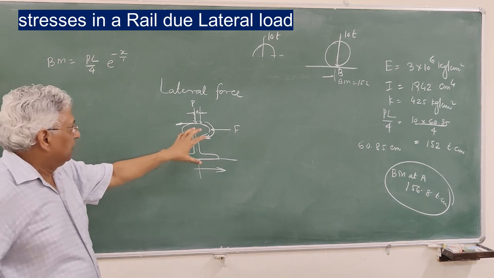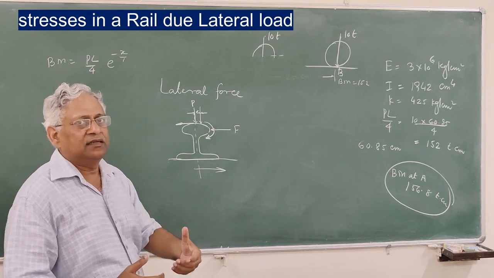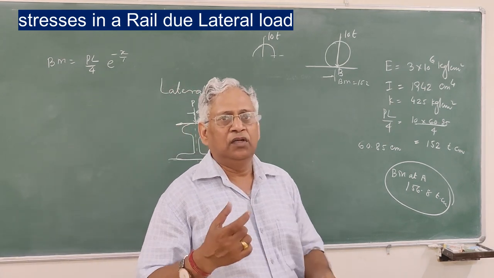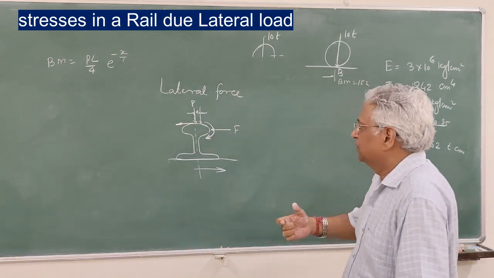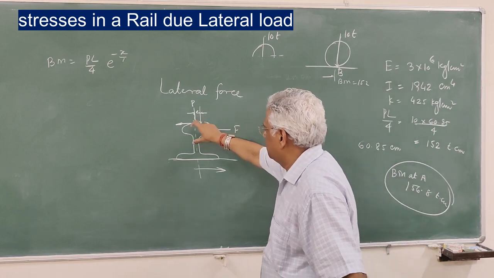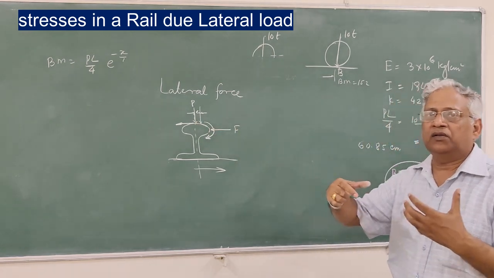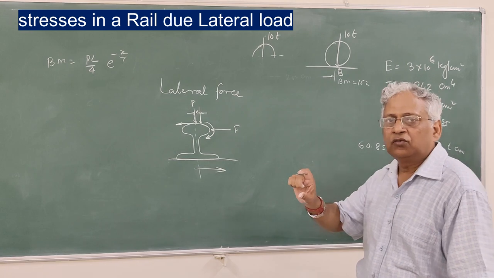The deflection in the rail can be measured only through strain gauges. But this horizontal force which is applied can be taken for calculation of stresses as around 2 tons.